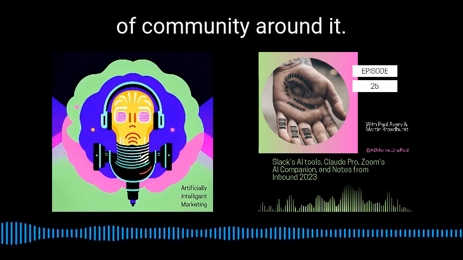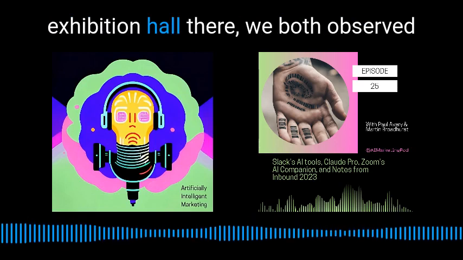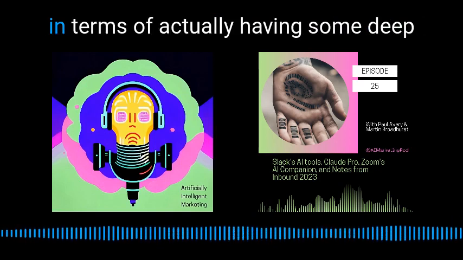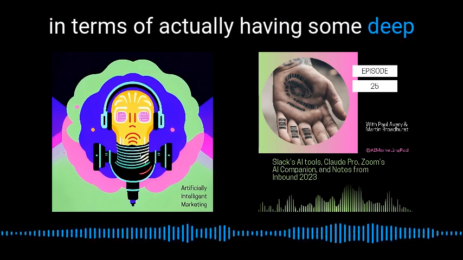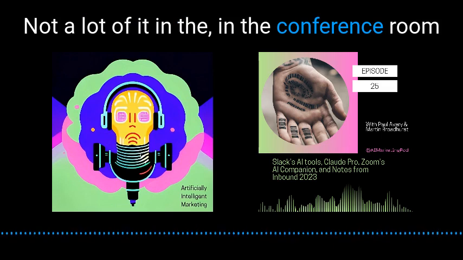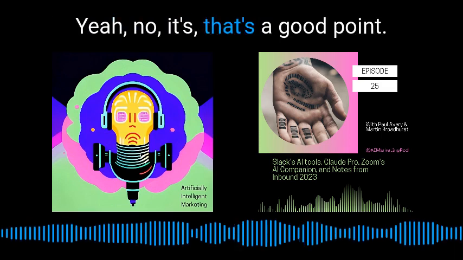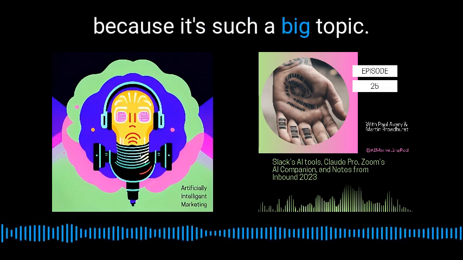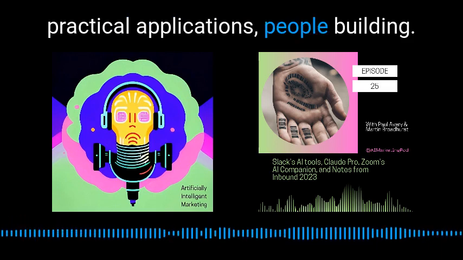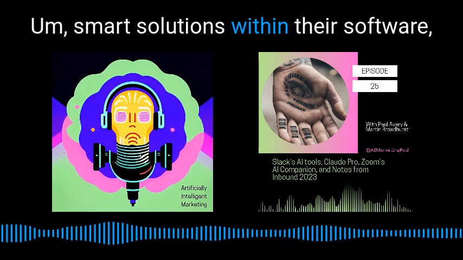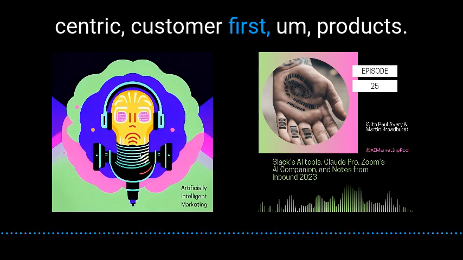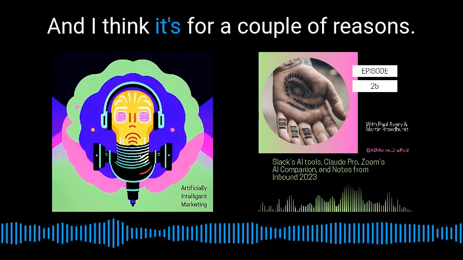Yeah, it's interesting you talk about the kind of community around it. As we were walking through the exhibition hall there, we both observed that everyone's talking about Gen AI, but in terms of actually having some deep integrations or interesting use cases, not a lot of it on the conference floor there. Yeah, no, that's a good point. I think it's because it's such a big topic. Everyone's talking about it. Everyone has an opinion. As far as practical applications, people building smart solutions within their software, innovating and creating customer-centric, customer-first products, no one's doing that right now. And I think it's for a couple of reasons.